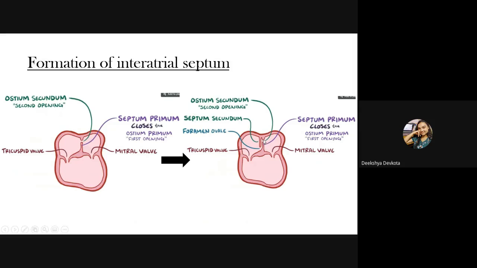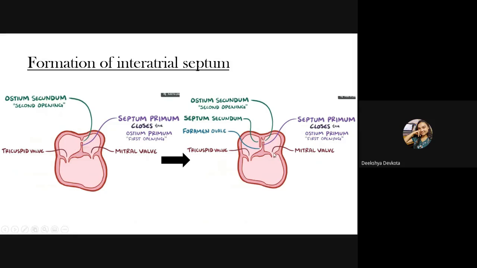Our septum primum is thin and mobile, whereas our septum secundum is thick and immobile. Since in fetal life the blood pressure in the right atrium is more, the increased blood pressure will push the blood through the foramen ovale and push the septum primum, so that the blood travels from the right atrium to the left atrium. But after birth, the left atrium also starts receiving the blood from the lungs.